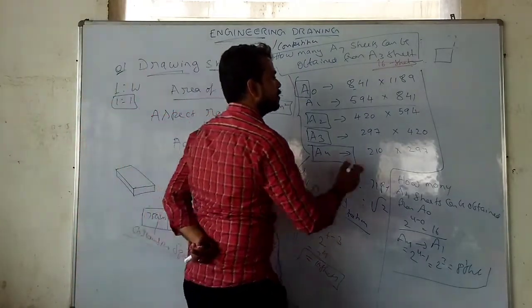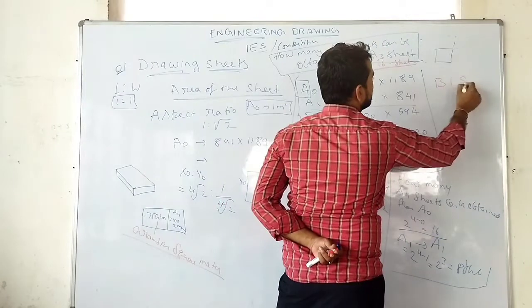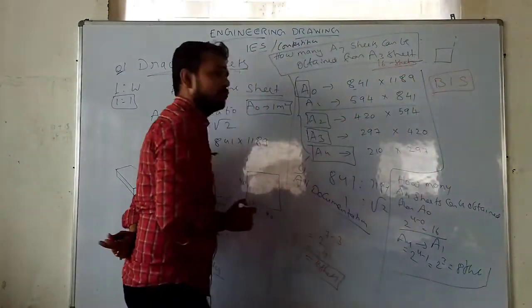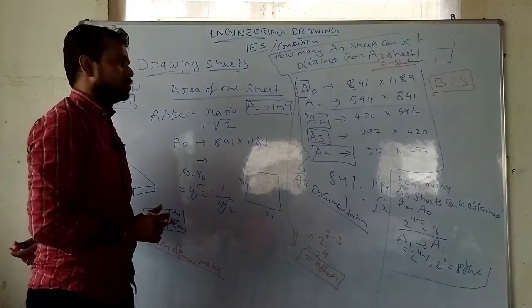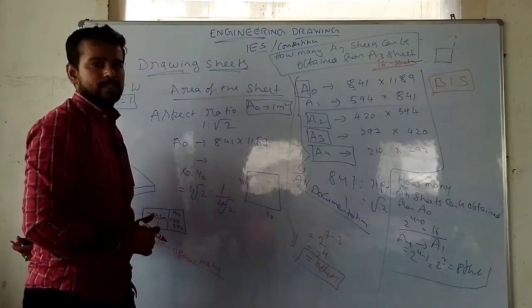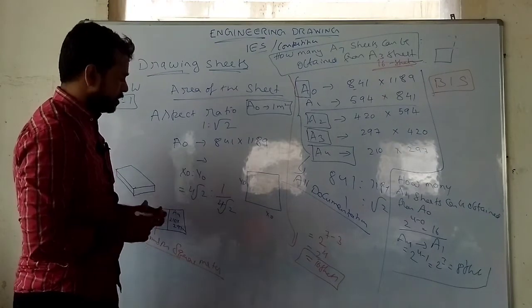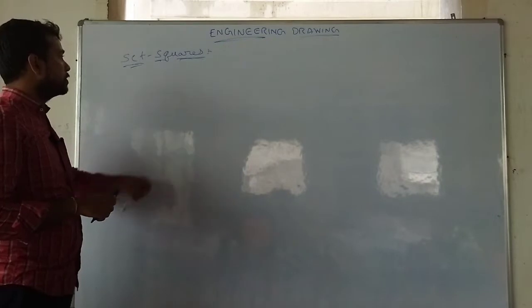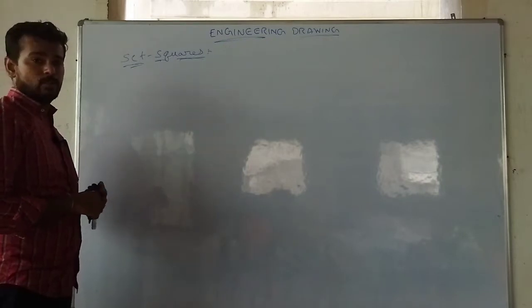The standards are given by Bureau of Indian Standards, BIS, Bureau of Indian Standards. Okay, so according to this only we made all these documented. Okay, so this is how it is, and please note it down. So the next drawing instrument is set squares. So what is set square?